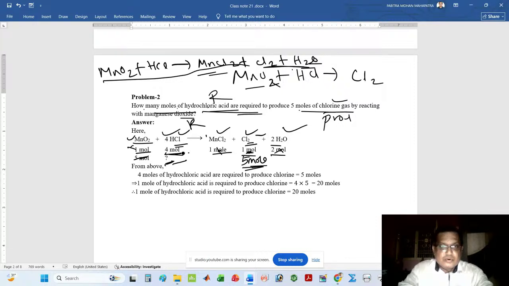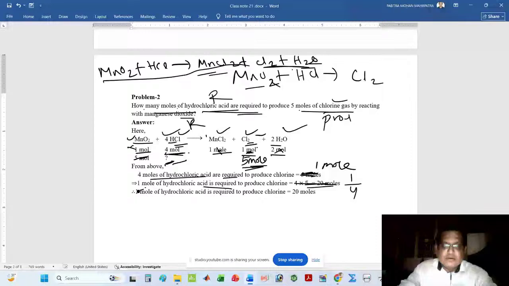4 mole of hydrochloric acid are required to produce how much? 1 mole. Again I want to say, here I can write 1 mole of chlorine. That means if you take 4 mole of HCl, then 1 mole of chlorine gas is produced. If you want to take 1 mole of hydrochloric acid, then the amount of chlorine produced is how much?